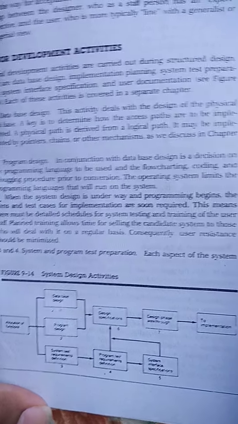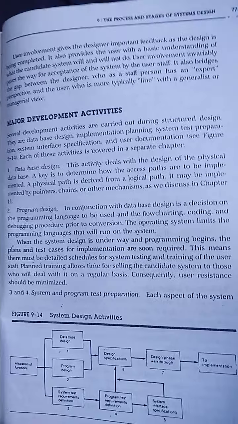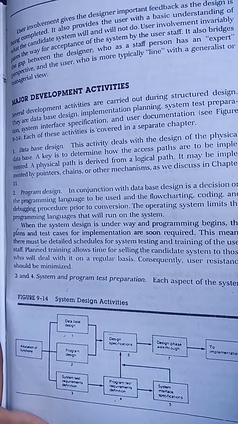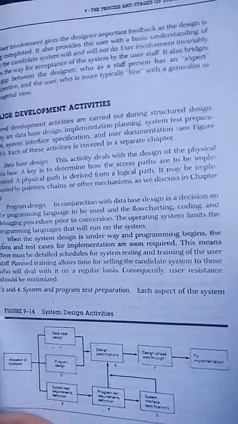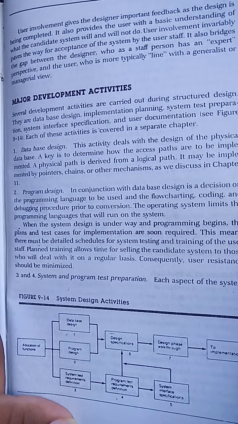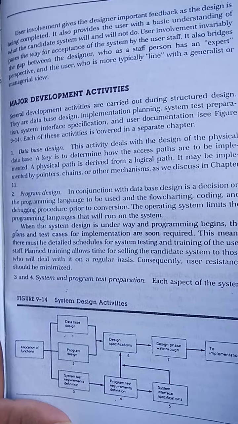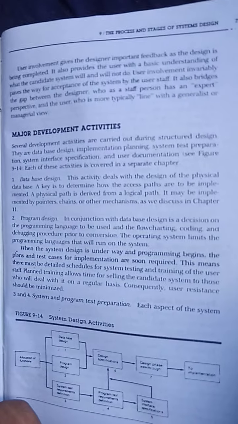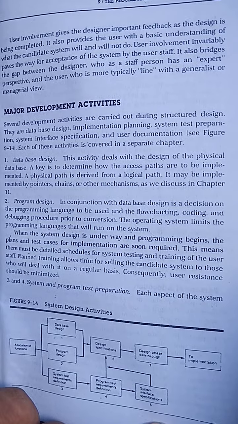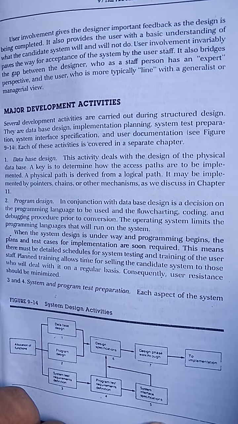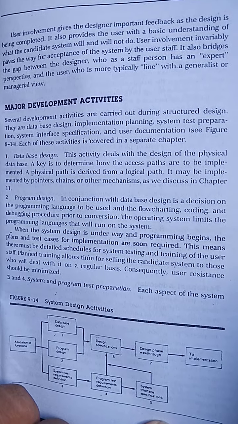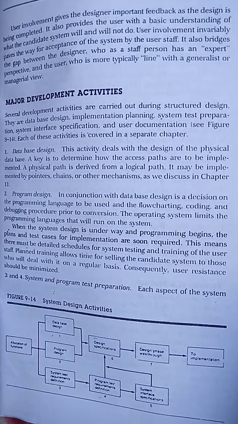Database design. This activity deals with the design of the physical database. A key is to determine how the access paths are to be implemented. A physical path is derived from a logical path. It may be implemented by pointers, chains, or other mechanisms, as we discuss in chapter 11.